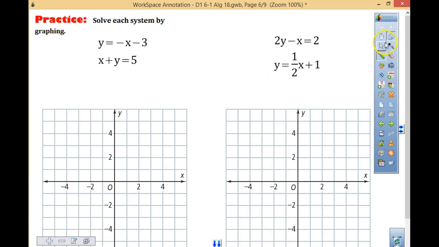So when you look at the next page down in your notes, you are asked to graph these. First one, it's beautiful, right? It's in slope-intercept form.